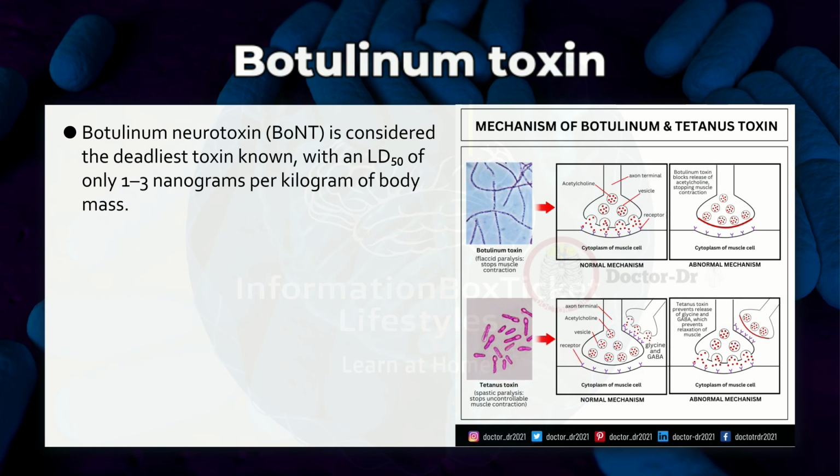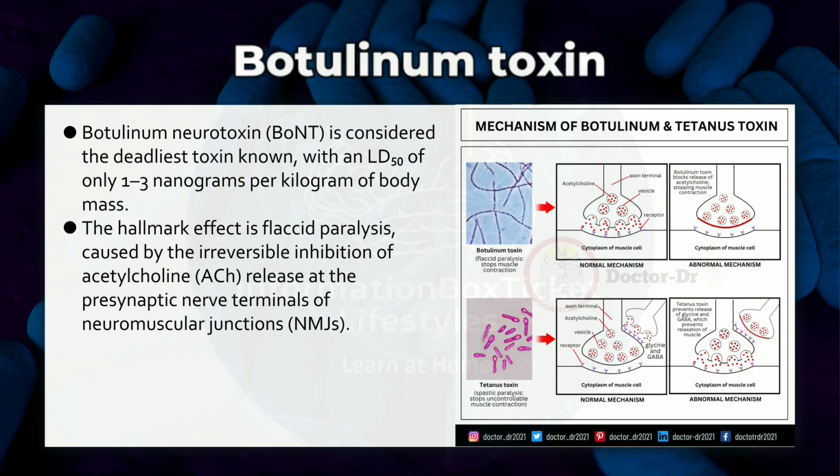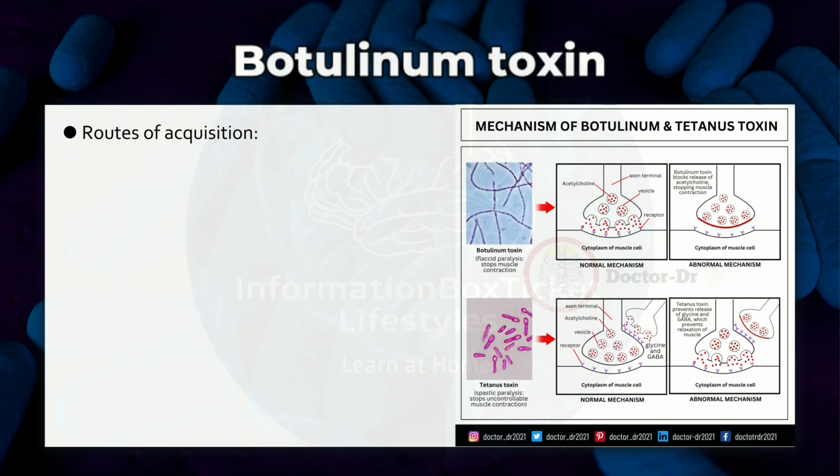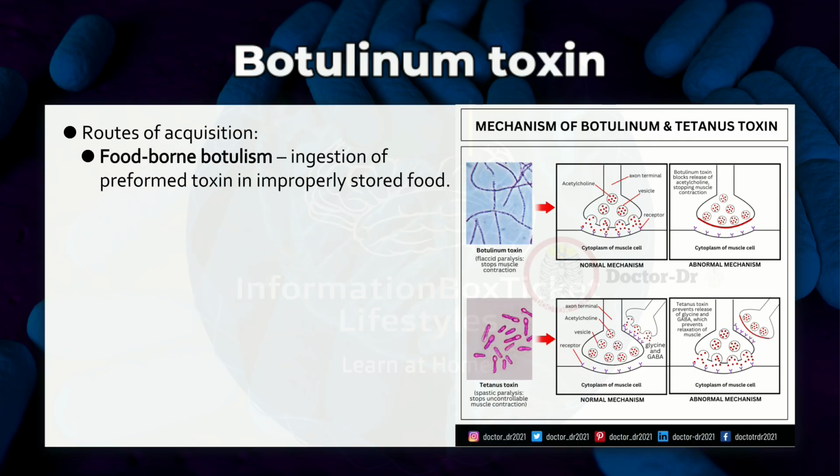Botulinum neurotoxin is considered the deadliest toxin known, with an LD50 of only 1 to 3 nanograms per kilogram of body mass. The hallmark effect is flaccid paralysis, caused by the irreversible inhibition of acetylcholine release at the presynaptic nerve terminals of neuromuscular junctions. Routes of acquisition: foodborne botulism, ingestion of preformed toxin in improperly stored food.